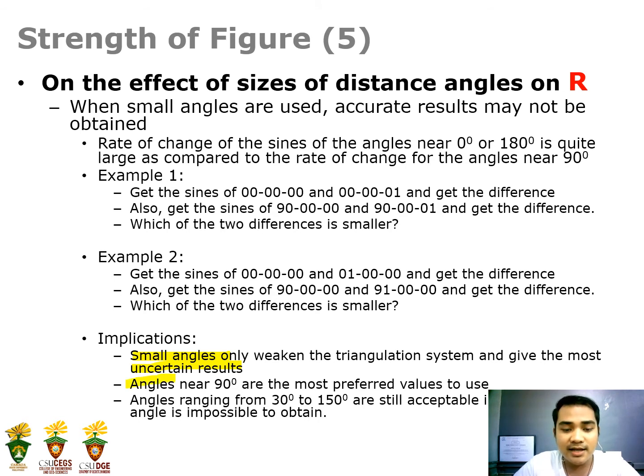The second implication is that angles near 90 degrees are the most preferred values. The closer to 90 degrees, the more preferred the angle is for use in a triangulation, and the smaller the strength of figure value, because it is best. Angles ranging from 30 degrees to 150 degrees are still acceptable in cases where 90 degrees, which is the preferred value, is impossible to obtain.